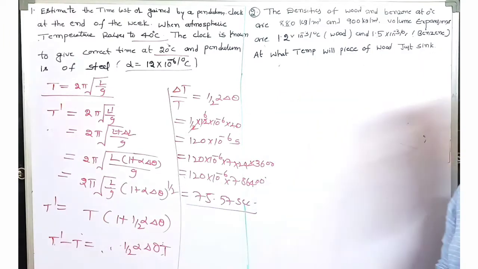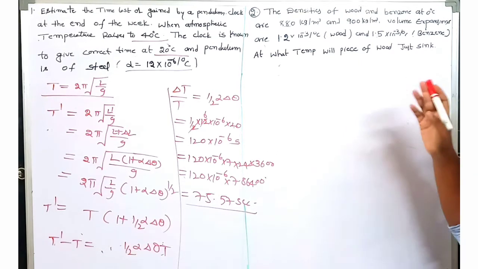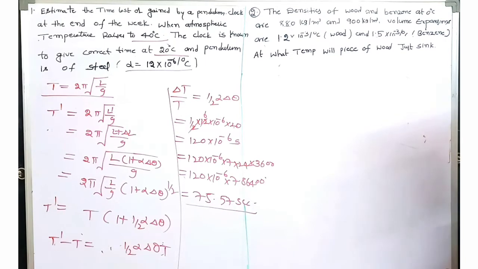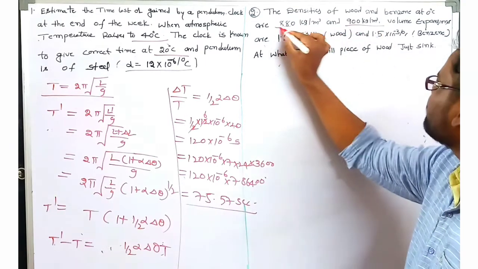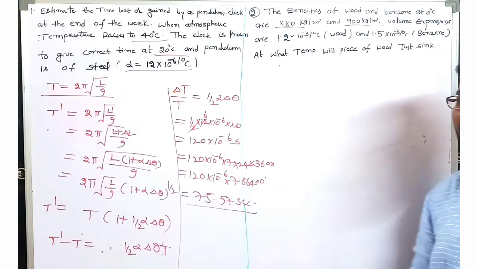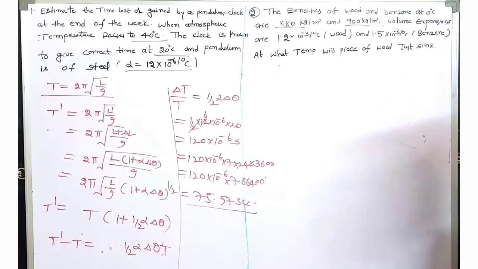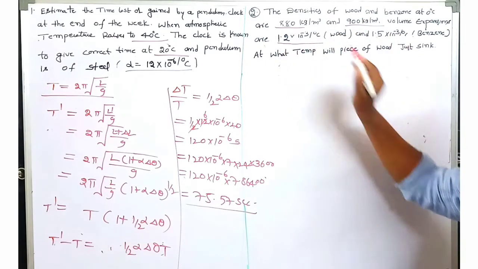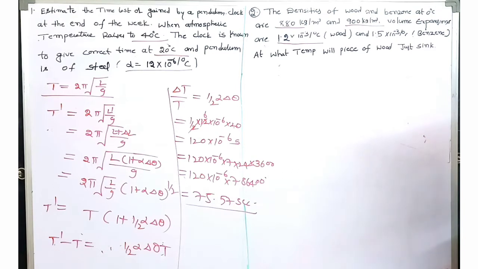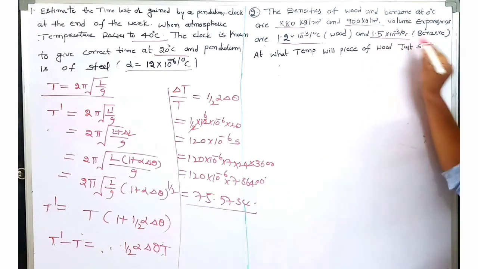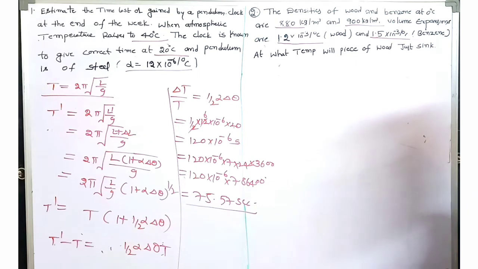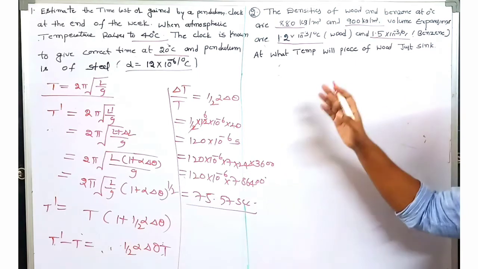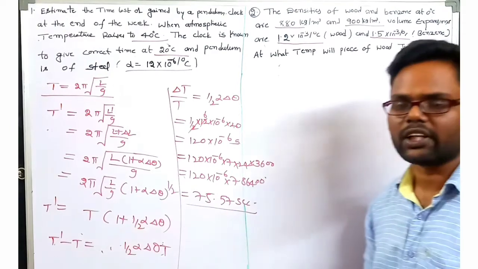Right. Next illustration: the density of wood and benzene at 0 degrees Celsius are 880 kg per meter cube and 900 kg per meter cube. So this is for benzene and this is for wood. And likewise they have given the coefficient of volume expansion. The coefficient of volume expansion for wood is 1.2 into 10 to the power of minus 3 per degree Celsius, and for benzene 1.5 into 10 to the power of minus 3 per degree Celsius. Now the question is, at what temperature will the piece of wood just sink?